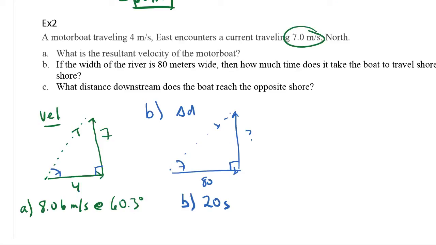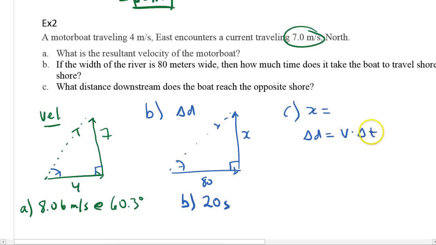And then C is what distance downstream does it go? In other words, what's this value over here? So I'll put an X over there. What's X equal to? Again, the direction it's going, it's 7 meters per second, and it's going for 20 seconds. So delta D in that direction is equal to whatever the velocity is in that direction multiplied by the time. So it's 7 times 20. It's going to go 140 meters.